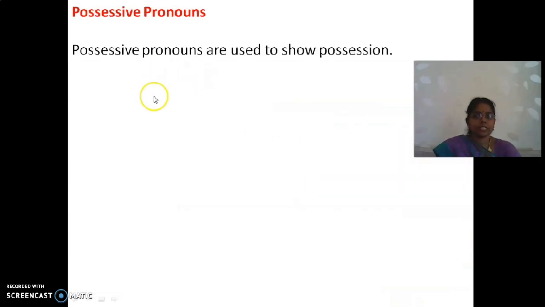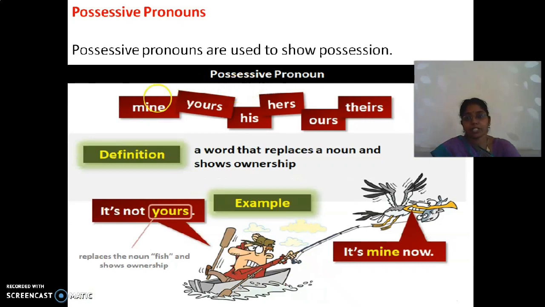Next comes possessive pronouns. Possessive pronouns are used to show possession. Now only I said possession, ownership, right? A word that replaces a noun and shows ownership is a possessive pronoun. Words are mine, yours, his, hers, ours, theirs. For example, see here, a man is catching a fish, right?